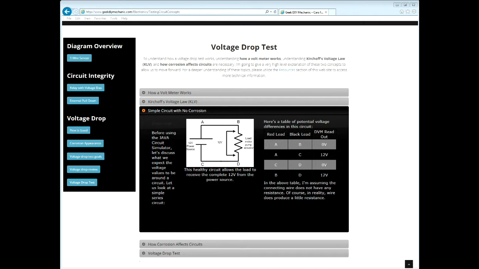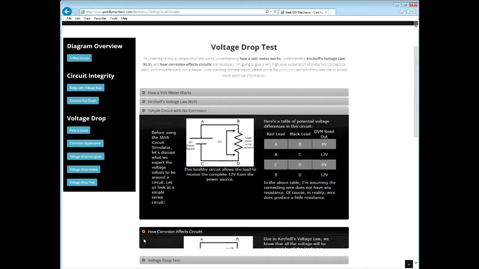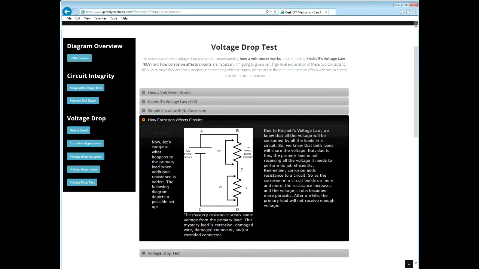The how corrosion affects circuits panel depicts how having corrosion added to a circuit robs voltage from the primary load. This is the principle highlighted by Kirchhoff's voltage law. All the loads will share in utilizing all the voltage. So when the voltage drop isn't what you expect it to be for your expected load, you know it has to be somewhere. Using this fact, you can track down what is consuming it via simple voltage drop tests.